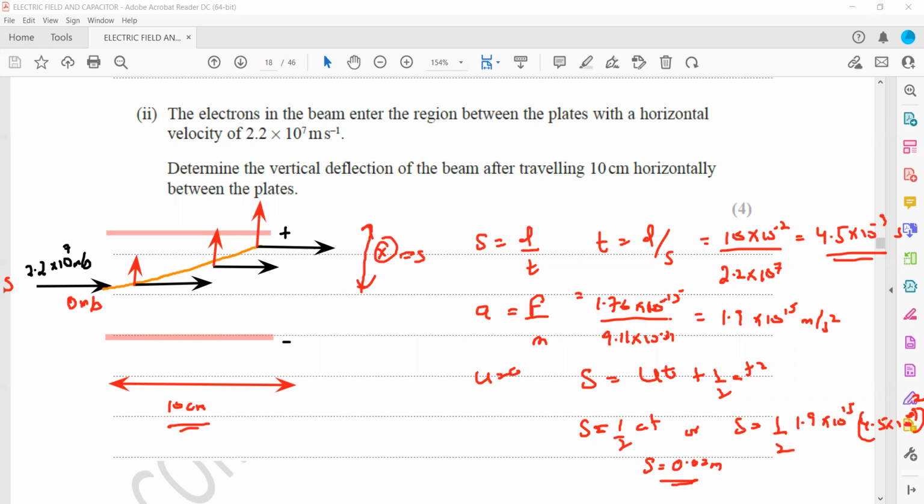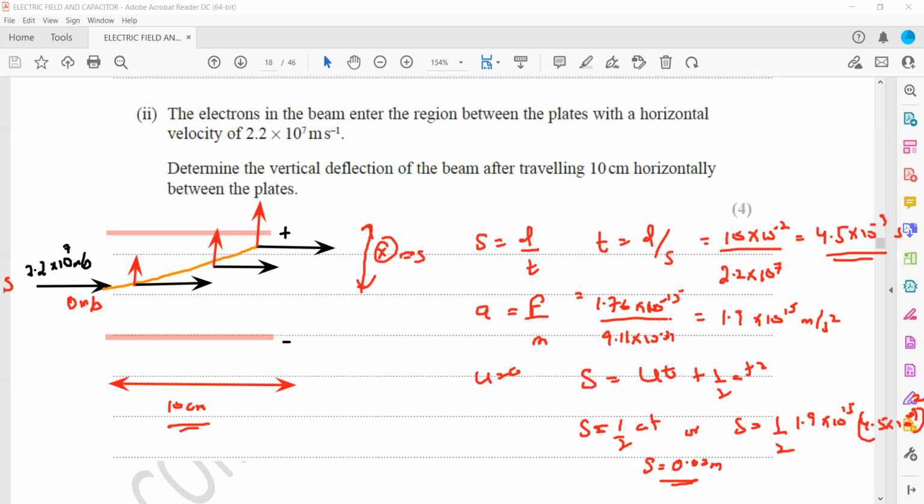So how did we solve this question? First, we determined a time. As I mentioned, between the plates there was 10 centimeters. If it covers a horizontal distance of 10 centimeters, how much time will it take? We use that time to find the vertical displacement.